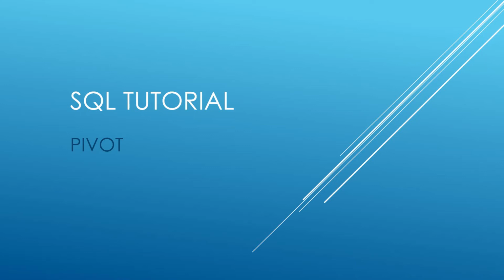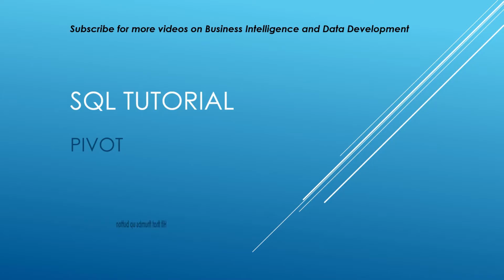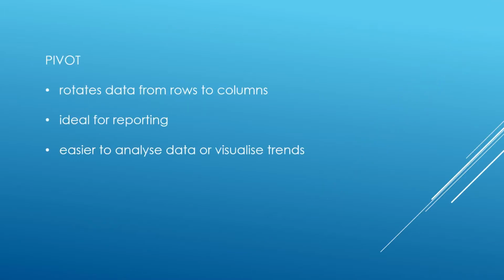I am BeardedDev. In this video it's going to be a SQL tutorial and we're going to be looking at the pivot statement. So pivot allows us to rotate data from rows to columns. That can be ideal for reporting, which will become apparent when we go through an example shortly, and it makes it easier to analyse data. And we're also moving into the side of being able to visualise trends as well.